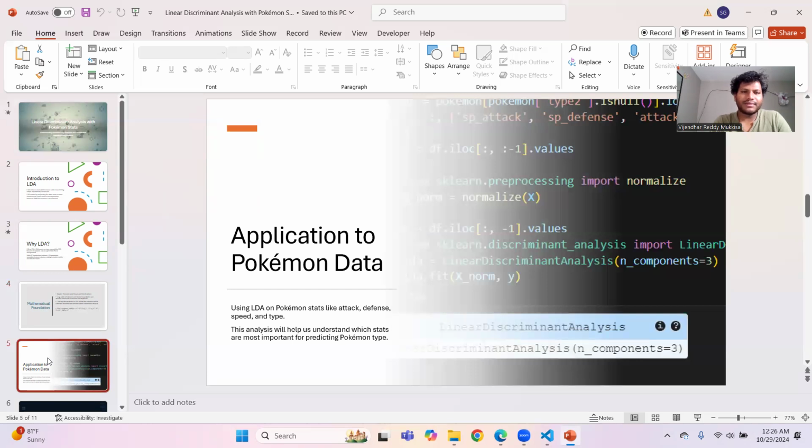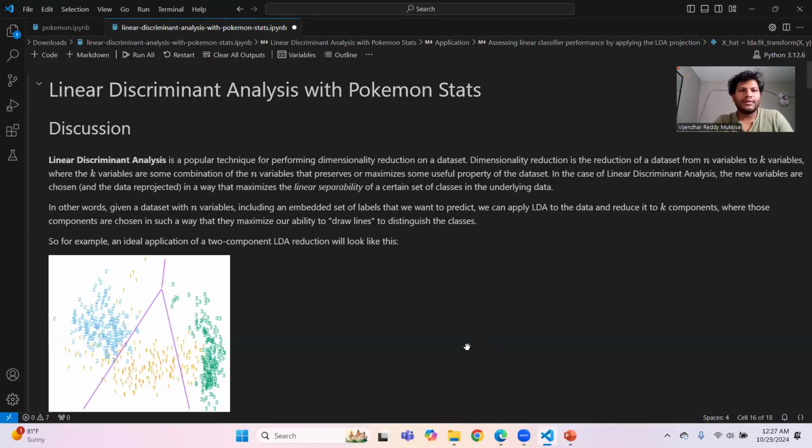And coming to the application to the Pokemon data, using LDA on Pokemon stats: attack, defense, speed, and type, we consumed and displayed the data. I'm moving from slides to the code, in VS Code right now. I would like to take a moment to discuss the code.